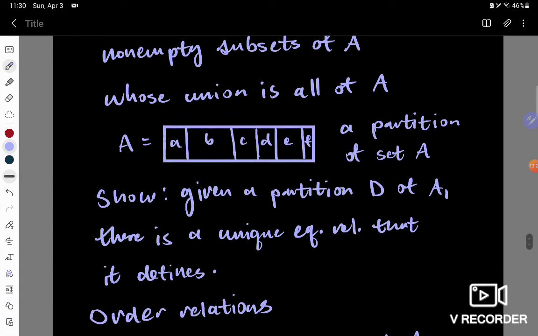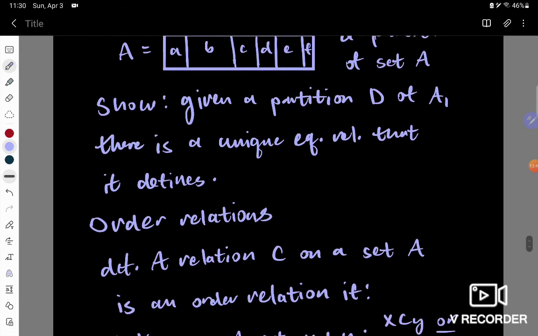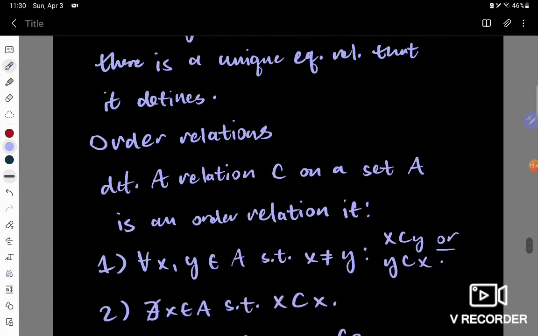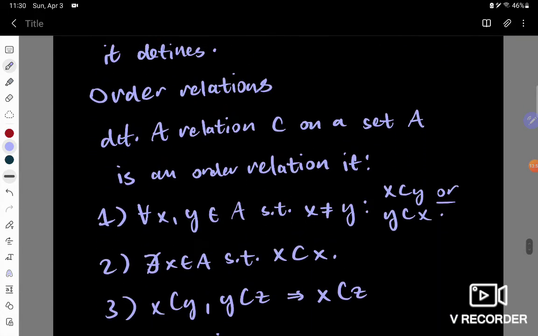Now let's look at another kind of relation, which is going to be extremely important later because it forms the notion of an order topology, as we will see. So this is called an order relation. And a relation C on a set A, as we've been defining in general, is an order relation if it satisfies the following axioms. And we list them here.